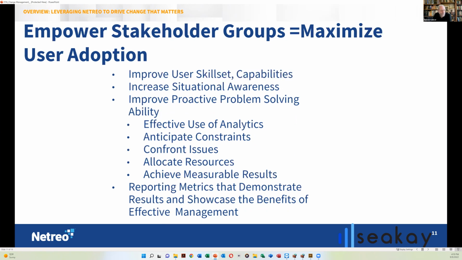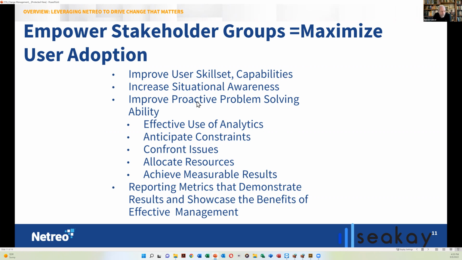Over the long term, and this is something that really resonated with the customer, these are organizational objectives that they were looking for that brought the various stakeholders in the organization on board to successfully implement Netreo. Improved user skill sets. Everybody, I think, especially on the engineering team, was really interested in upgrading and upskilling their capabilities and what they needed to do. Situational awareness. The organization itself had a very wide-ranging set of use cases and problematic areas that they were trying to get a better handle on.